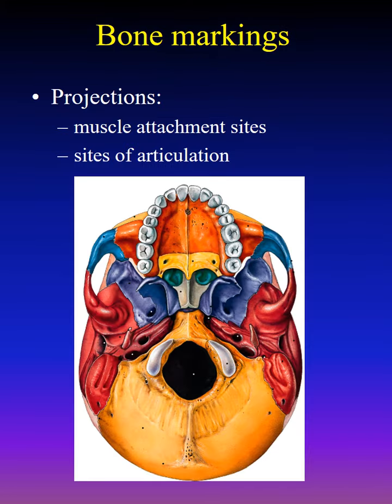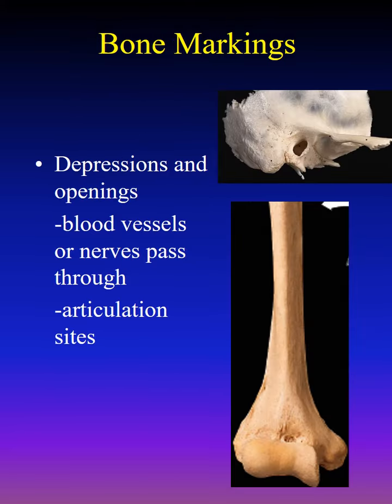In general, projections are going to be responsible for muscle attachment sites. This is also where we'll have sites of articulation of multiple bones. Depressions and openings are responsible for the passage of blood vessels or the passage of nerves through the bone. And so these nerves and blood vessels will tend to be larger in size. Also, these depressions and openings may be responsible for articulation sites between various bones.